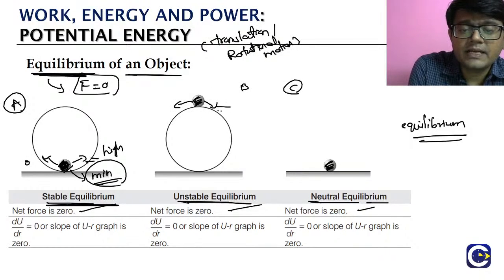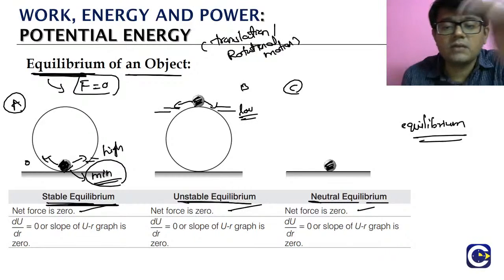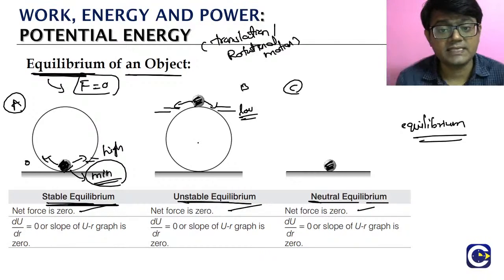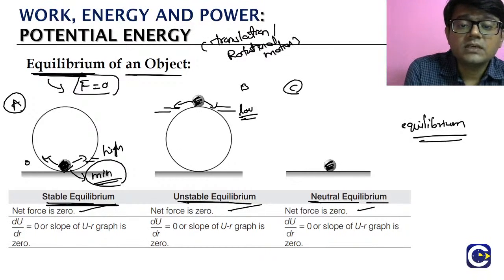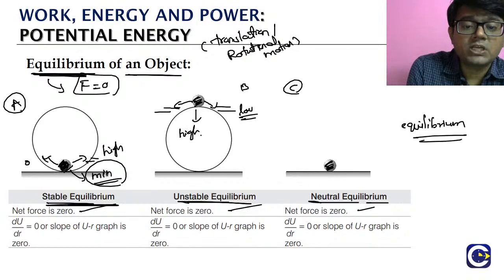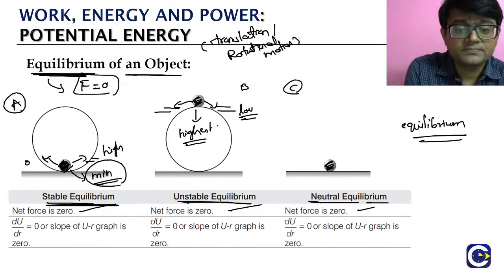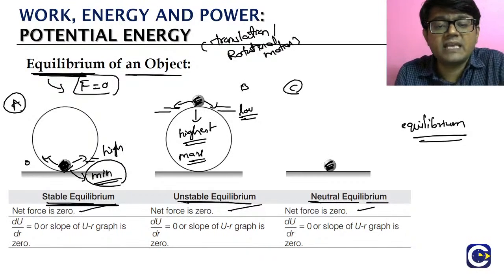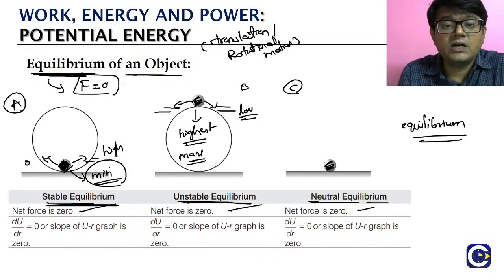Similarly, look here. If you give some disturbance to this, what is going to happen? The potential energy value is going to become less. If you give some disturbance from the equilibrium position, what will you observe? The potential energy value is going to become lesser. So at this equilibrium position, the potential energy of that object is maximum, or highest.